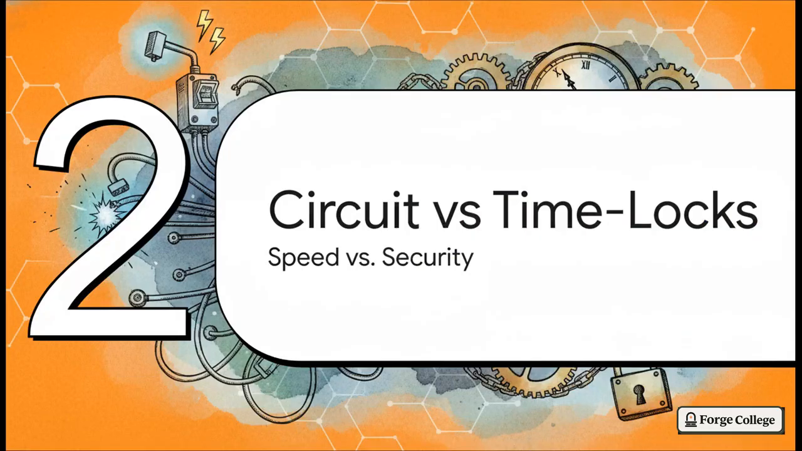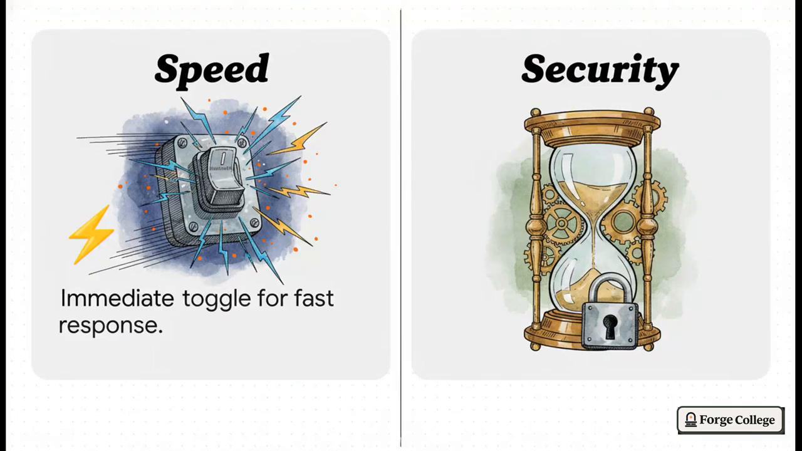Moving on to Section 2. Circuit breakers versus time locks. Speed versus security. In our toolkit, we essentially have two main failsafes to handle a crisis, and they serve very different operational purposes. There is this incredible tension between these two tools. A simple circuit breaker is basically an immediate on and off toggle. It's fast and it's brutal. But a time-locked pause actually forces a waiting period before you can resume operations.